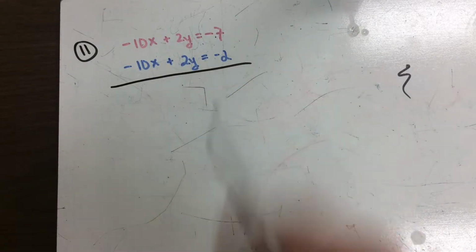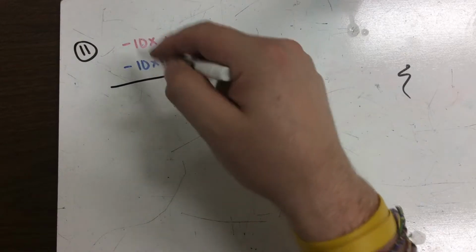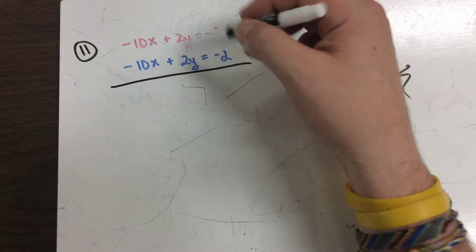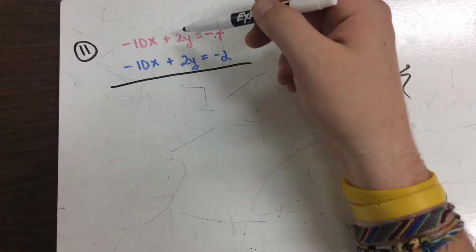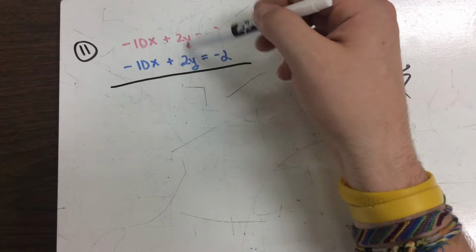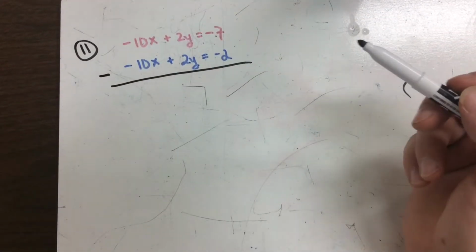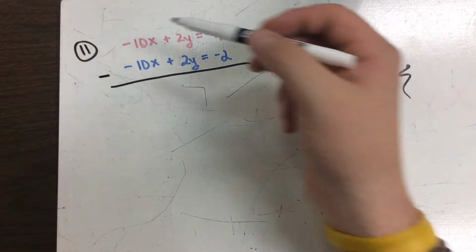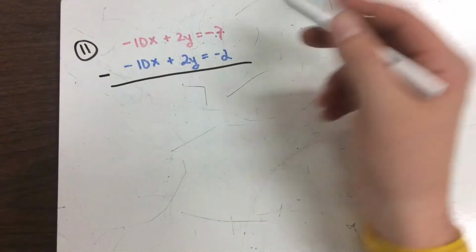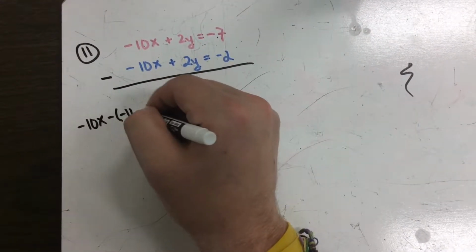We can just go right at this. So we'll put our line down. And these have negatives, so I don't really want to think about these yet. I like thinking about the positive stuff, just makes it easier for me. So I'm trying to think, how can I get 2y away from 2y? How do I eliminate this variable? It's going to be subtraction. So let's think about this. I'm going to do negative 10x minus negative 10x.